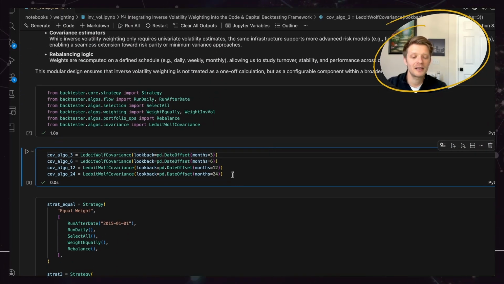I implemented 4 different time frames. Once we only look back for 3 months, for 6 months, for 12 months, and then for 2 years.